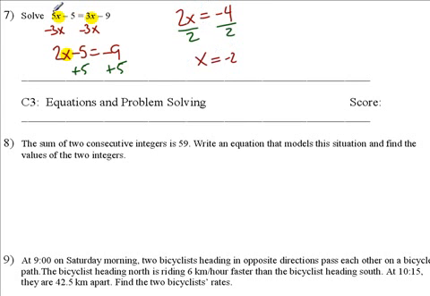Let's check that. If I put a negative 2 in here, 5 times negative 2 is negative 10. Minus 5 would be negative 15. If I put a negative 2 in on the right side, 3 times negative 2 would be negative 6. Minus 9 would also be negative 15. So this answer has to be right. It can't be wrong. Any questions on number 7?